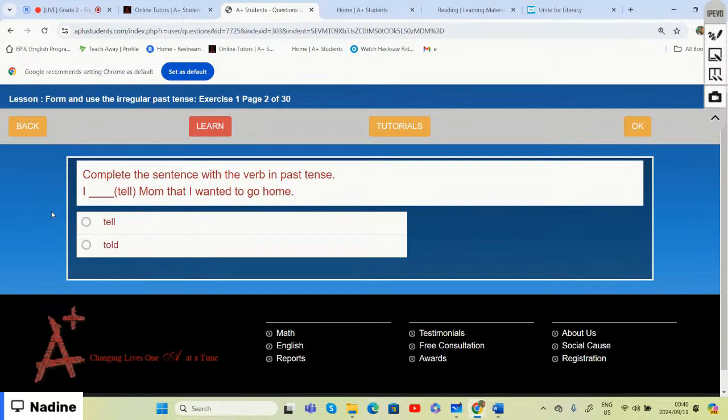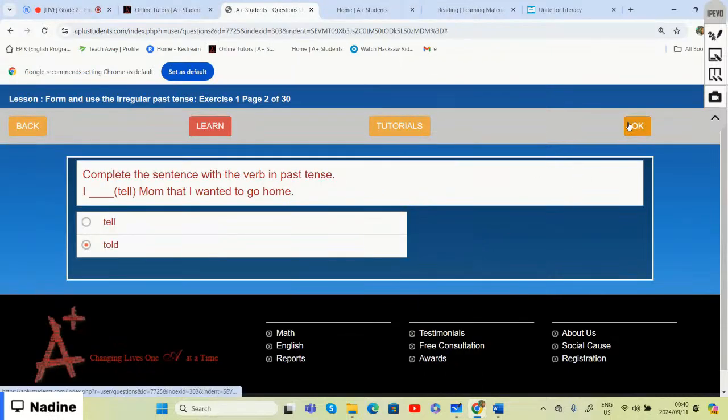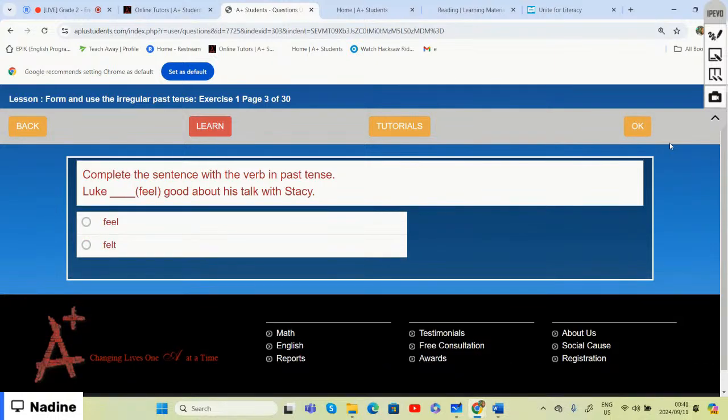And if we were to choose the past tense of the word tell, then we can say the past tense of the word tell is told. I told Mom that I wanted to go home. So well done. Yes, told is correct, option two. All right, let's go to the next one.